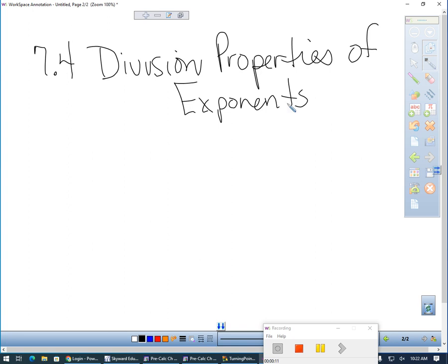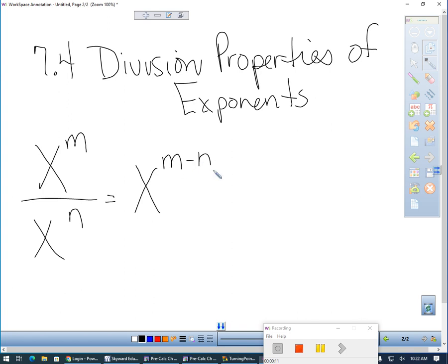So I might as well give you the rule to start with, and then we'll talk about what the rule really means. If I have x raised to the m divided by x raised to the n, so I have the same base, technically what they want you to do is keep the base and subtract your exponents. That's what the rule says.